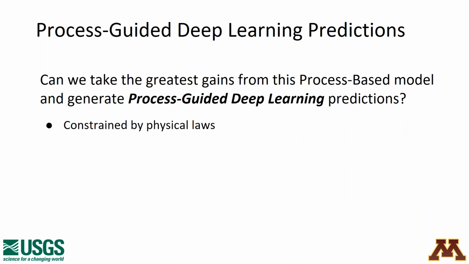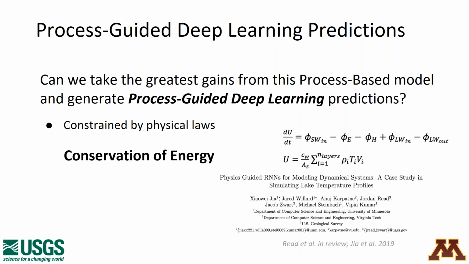And so the question is, can we merge these two approaches? So I think Xiaopeng delivered earlier, you don't have to do an either or. You can potentially integrate one of these approaches into the other, or at least share some of the gains. So this question, can we take the greatest gains from this process-based modeling approach and create these process-guided deep learning predictions? And we want this to obey a number of things. We want this to meet some of the expectations that we have for process-based modeling, such as we want this to be constrained by physical laws.